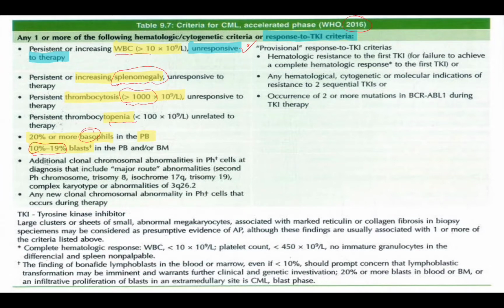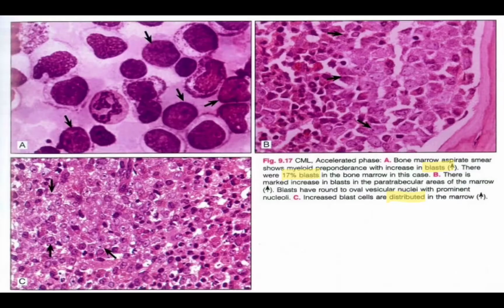These all are unresponsive to therapy. The provisional response to TKI criteria is also there. According to this criteria, we can decide whether the patient is in accelerated phase or not. So, here is one example of accelerated phase. In the aspirated marrow, blasts are seen in this image, around 17%, as our criteria is 10 to 19%. There is a marked increase in blasts, with round oval vesicular nuclei and prominent nucleoli, which are the features of myeloid blasts, and they are also increased in marrow.